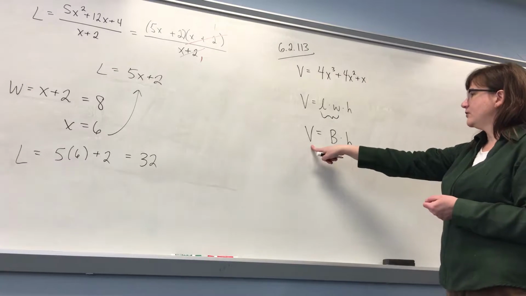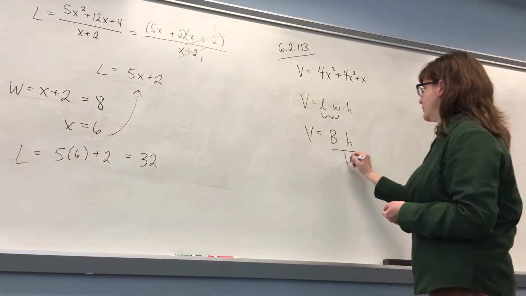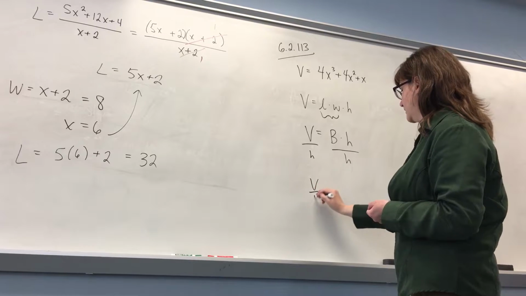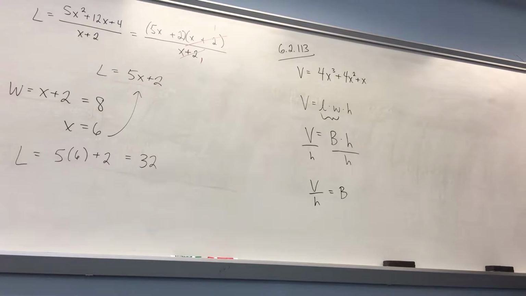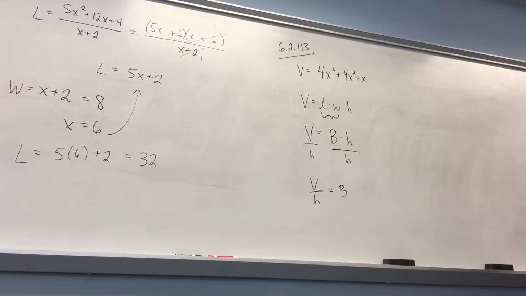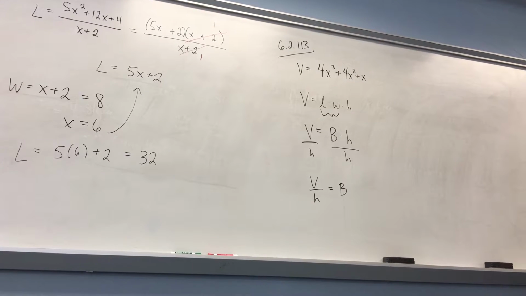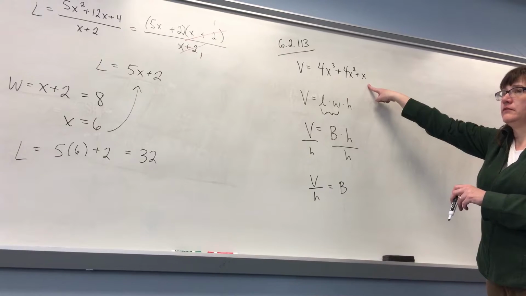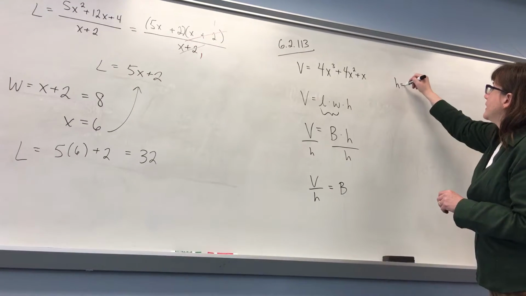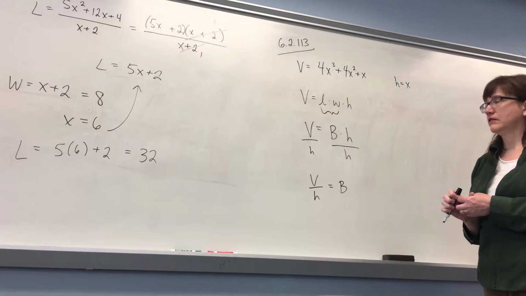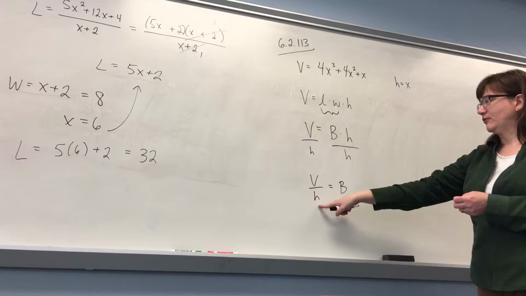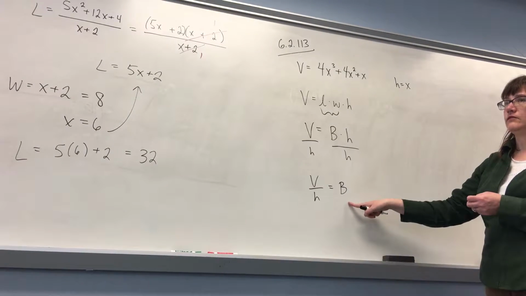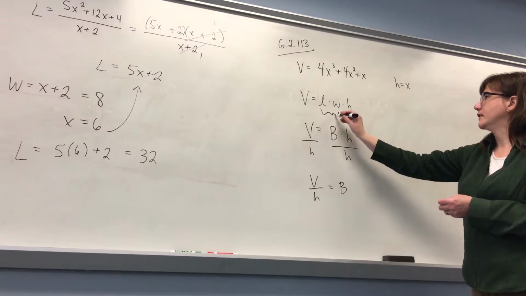Okay, if I know the volume and I know the height, and I divide both sides of this equation by h, then I get the area of the base. And I used a capital B to show that it's the area of the whole base. That's a conventional notation. So in this problem, I know the volume, and they're telling us that the height is x. So if I know the volume and I know the height, then I can divide the volume by the height to get the area of the base. So the area of the base is the same thing as length times width.